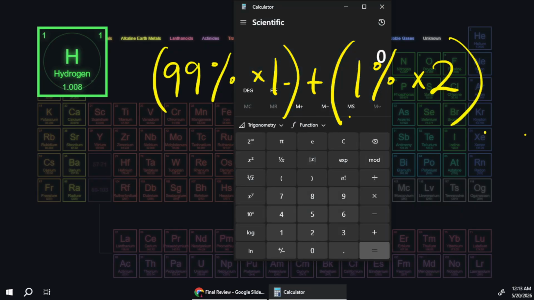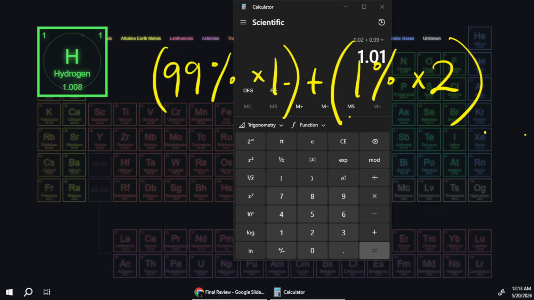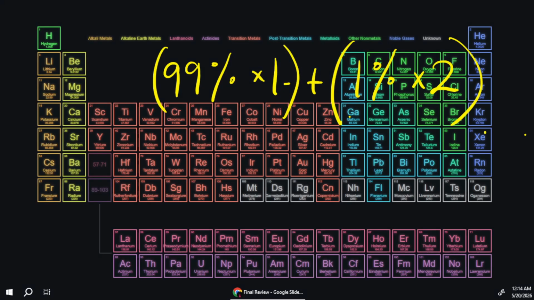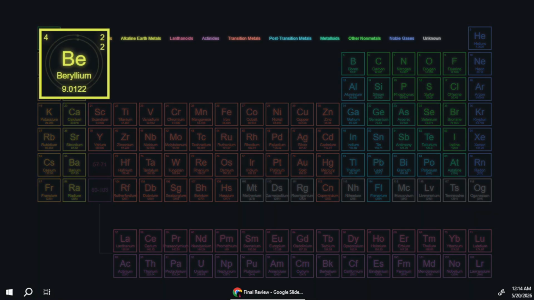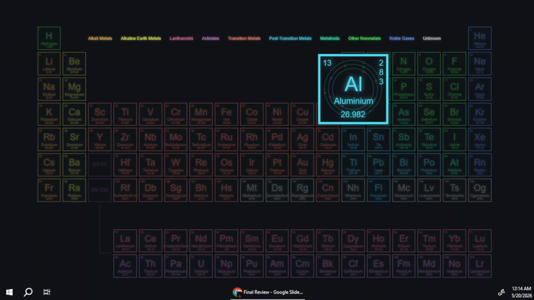So with a calculator, 0.99 times 1 equals 0.99. And then 0.01 times 2 is 0.02 plus 0.99 equals 1.01. So this is the rough estimate for atomic mass of hydrogen. Okay. So same thing, if you do the same thing for the other elements, that's why their mass numbers have decimals, because of isotopes.